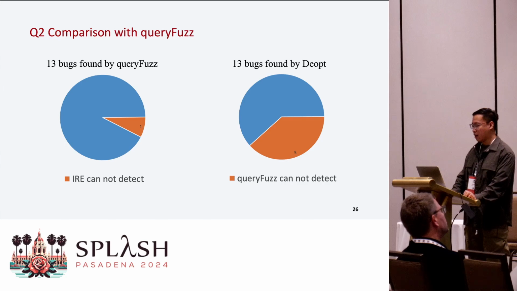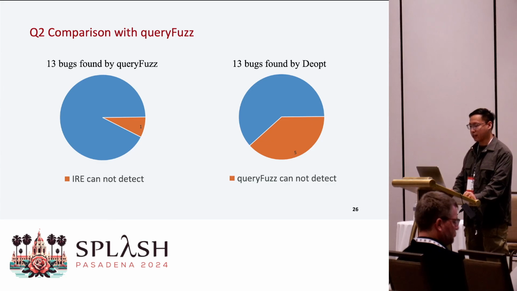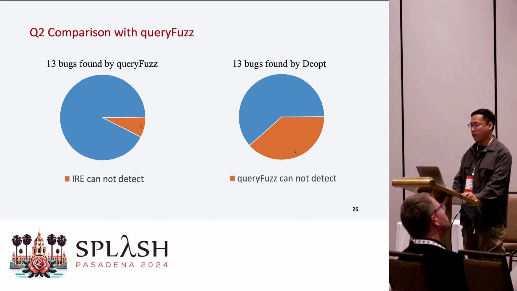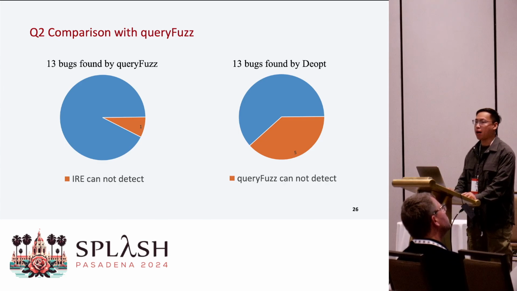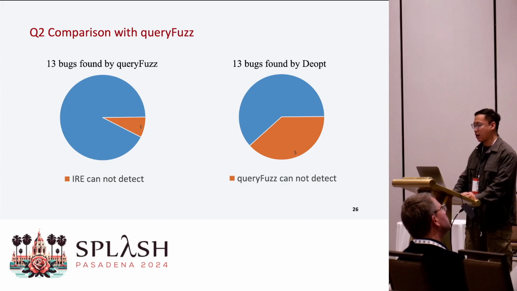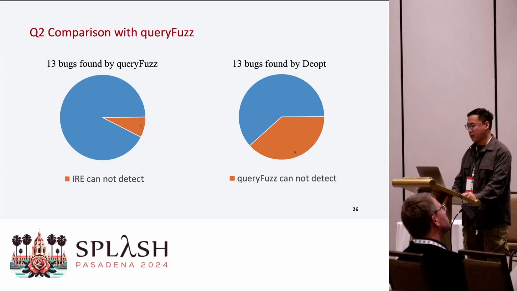We conduct a comparison for the second question. queryFuzz is the state-of-the-art approach to detect logic bugs in Datalog engines. We found that out of the 13 bugs detected by queryFuzz, only 1 could not be identified by our test oracle. This bug occurred within a single rule, making it unclear how to apply our test oracle in this test case. And for 13 bugs found by Deopt, 5 could not be found by queryFuzz.